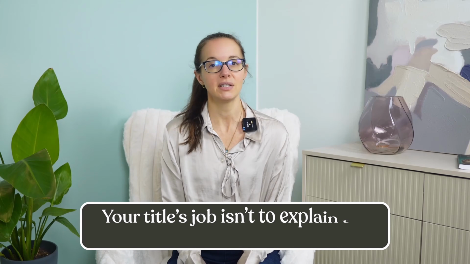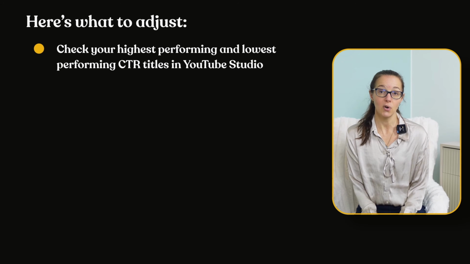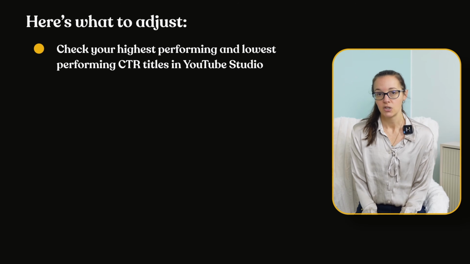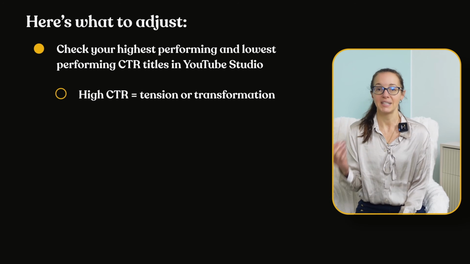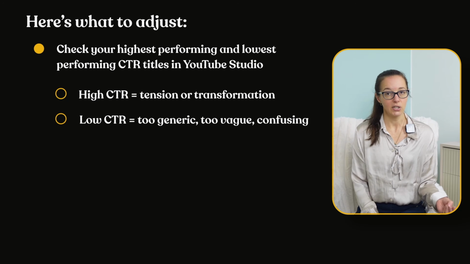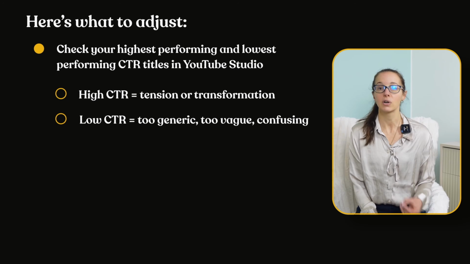Your title's job isn't to explain the whole video, it's to spark curiosity. This is where CTR is won or lost. CTR is click-through rate, by the way. Here's what to adjust. Check your highest performing and lowest performing CTR titles in YouTube Studio. So your high CTR will equal tension or transformation is occurring and people are clicking. A low CTR means it's either too generic or too vague or wrong topic or confusing.